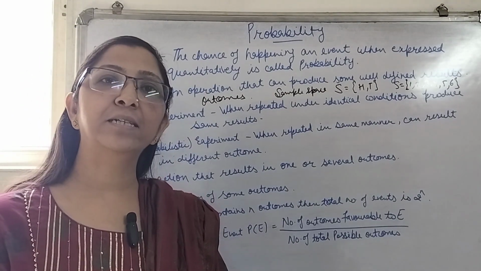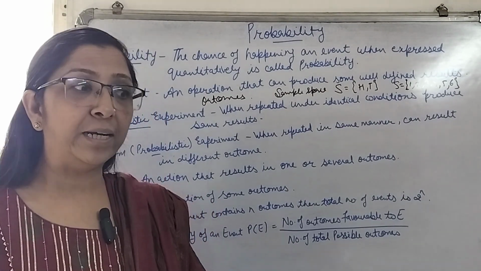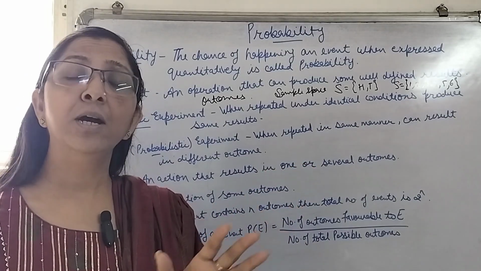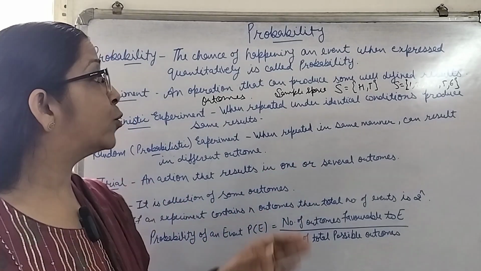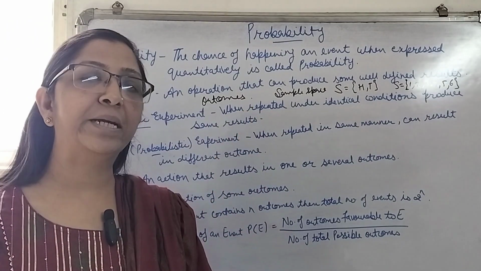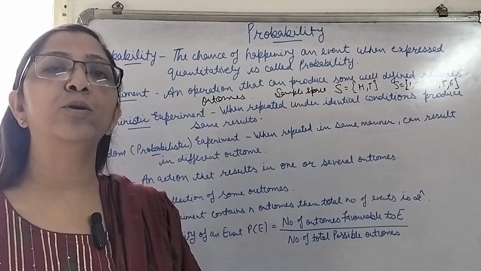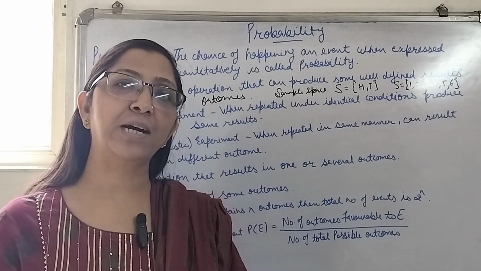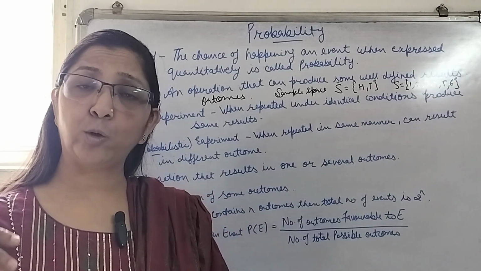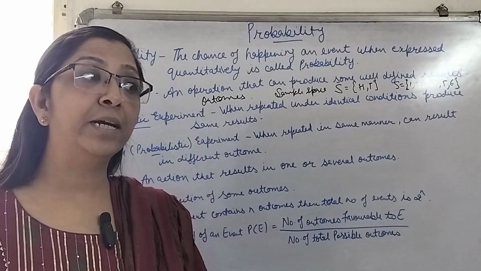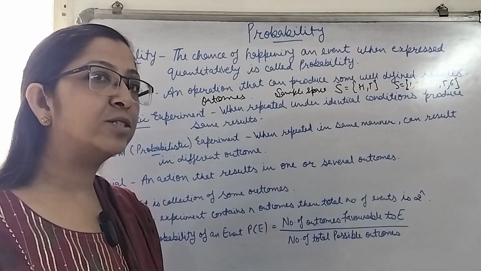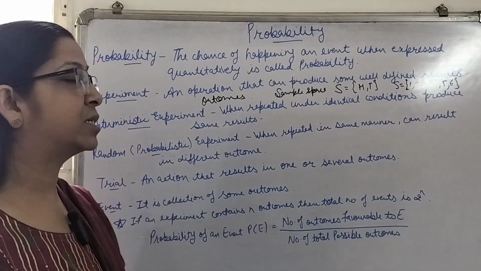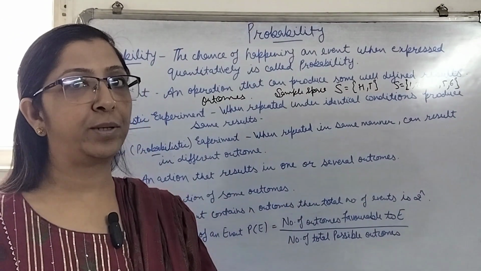Suppose we have to find the density of iron, and in the same temperature, in the same atmospheric pressure, we are conducting the experiment. Whatsoever the number of times we repeat the experiment, our result will always be the same. If we find the freezing point of ice, then whatever the number of times we repeat, if the conditions are the same, we will get the same results. That type of experiment is known as a deterministic experiment.